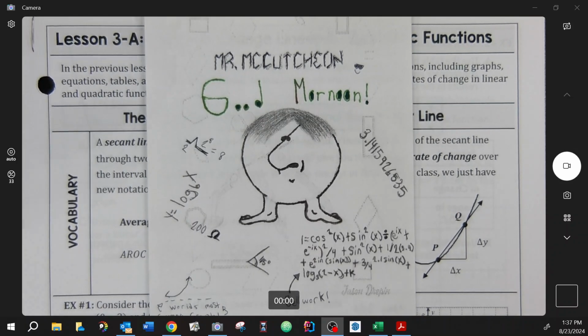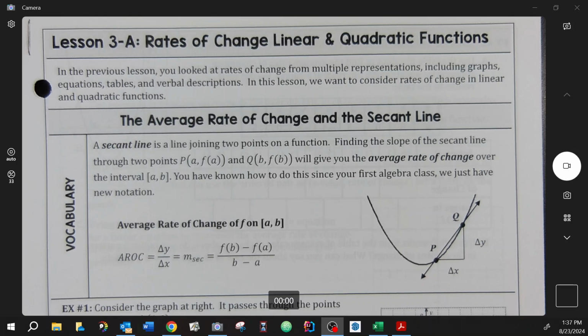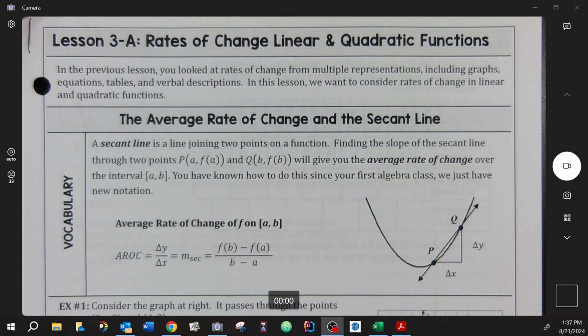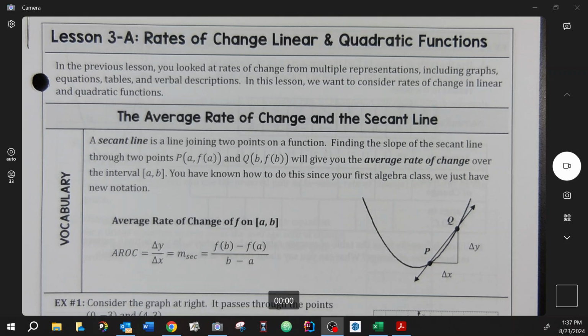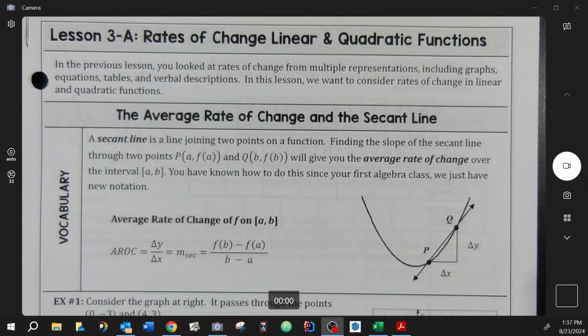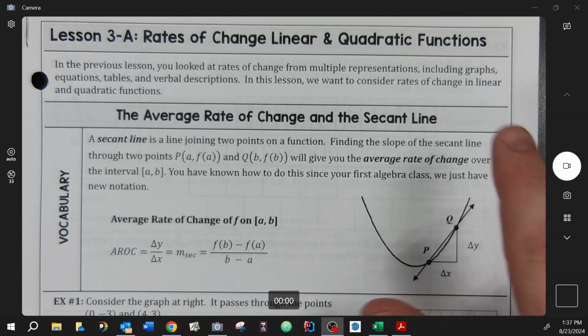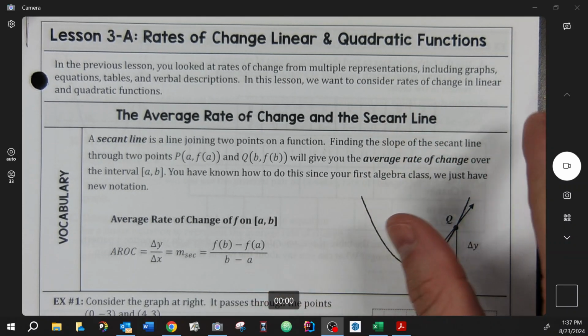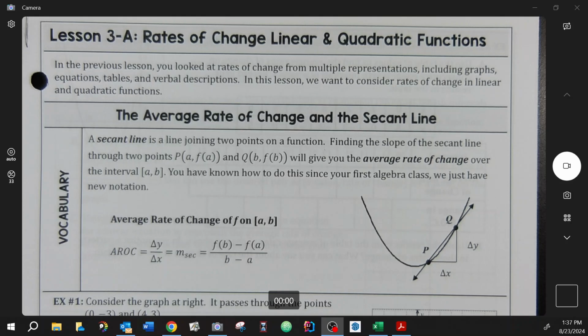Anyway, today we are going to talk about, that's right, more rates of change. Today we're going to be talking specifically about linear functions and how they relate to our quadratic functions and vice versa. In our previous lesson, we looked at rates of change from multiple representations: graphs, equations, tables, words. In this lesson, we're going to be considering rates of change specifically in straight lines and in quadratics, and that's it. That's just what this lesson is about.